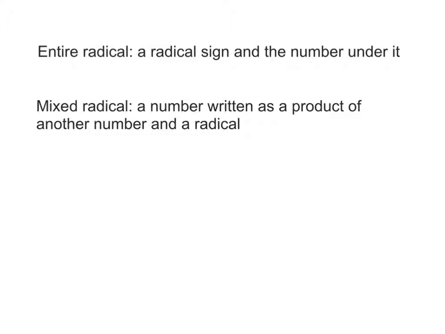What does radical mean? These are two types of radicals. An entire radical is just a radical sign with an index and the number under it. So if I wrote something like root 2, that's an entire radical. And it's called entire because everything is inside the radical sign. There's nothing on the outside.